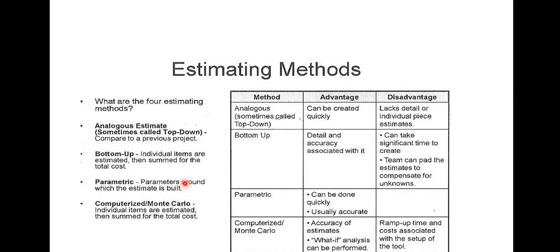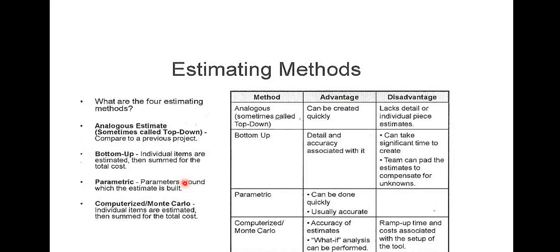So for estimating methods, we have 4 types. We have the analogous, which is also known as top down. The advantage of the analogous estimating method is it can be created quickly, that is, it is fast. Whereas the disadvantage is that it lacks details and might not be accurate. So that's why it is sometimes called expert guess.